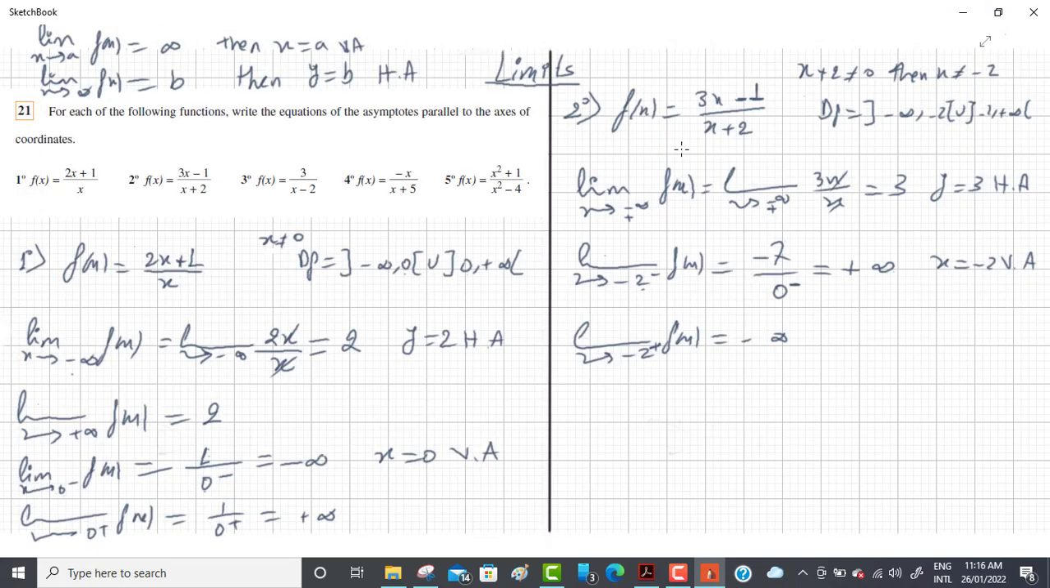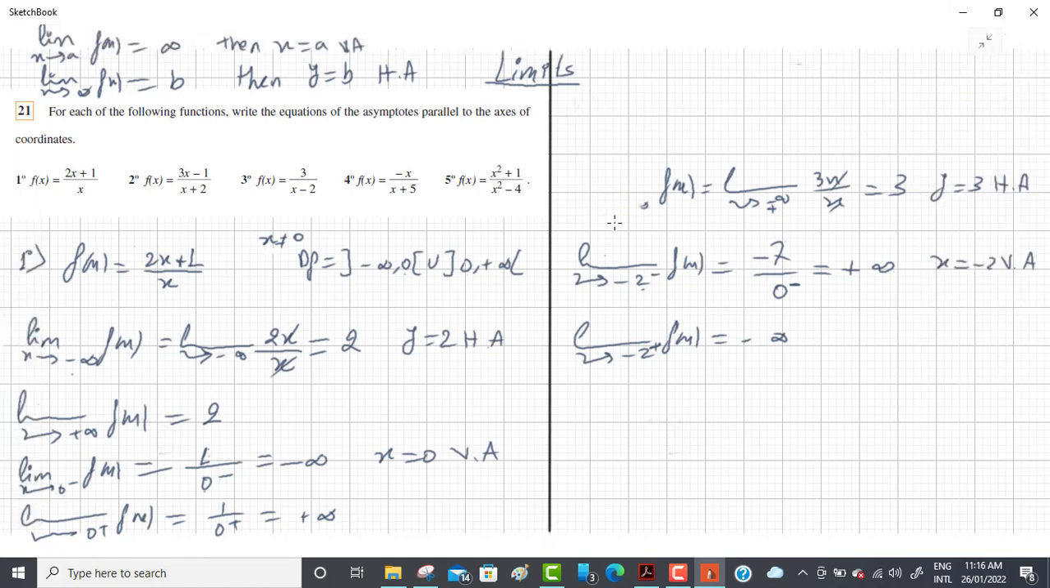These are the first two parts. Now, and they are easy, as you can see.